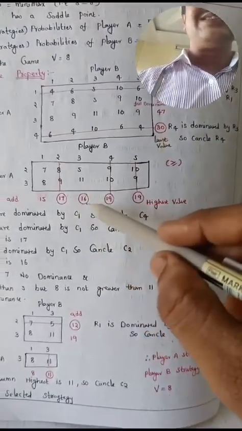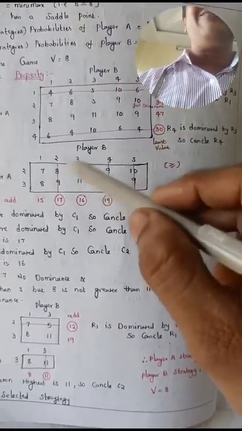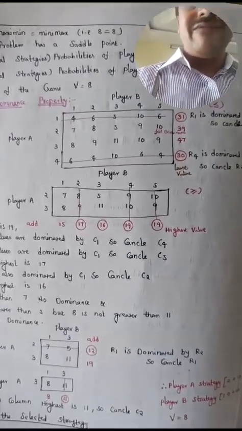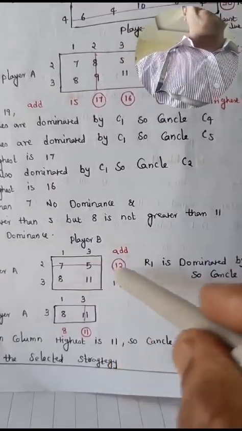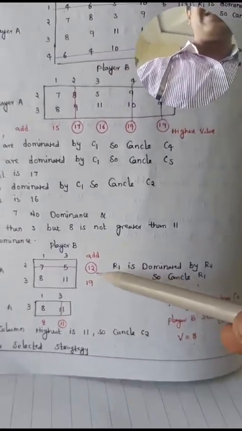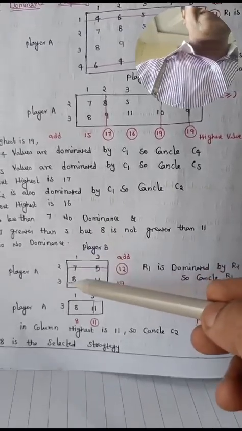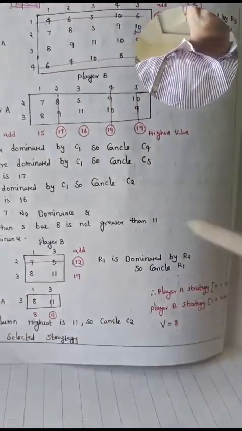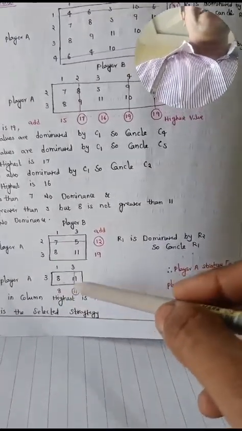Next highest is 16, but 5 is less than 7, but 11 is not less than 8. So this cannot work out. So we move to the next step. What we do is, again we calculate the sum of the rows, and the least in the rows is considered. And for this 7 is less than 8, 5 is less than 11, so this will be deleted, and whatever is left are the sum values.